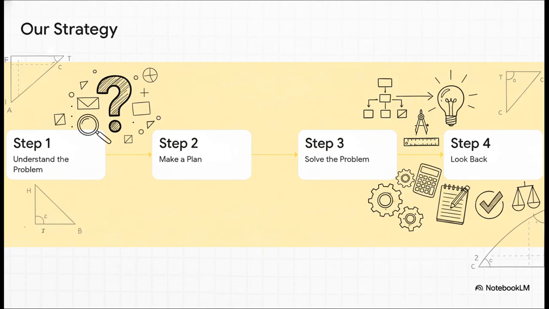Now, whenever you get a word problem like this, it's a really good idea to have a game plan. So we're going to follow these 4 simple steps. First, make sure we understand what's being asked. Then, we'll make a plan. After that, we solve it. And finally, we'll take a quick look back to make sure our answer actually makes sense.